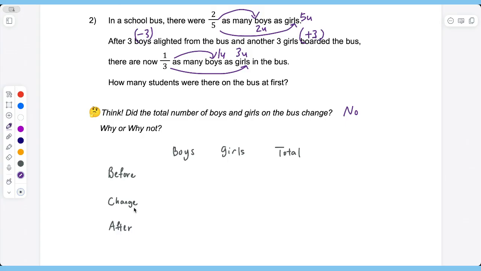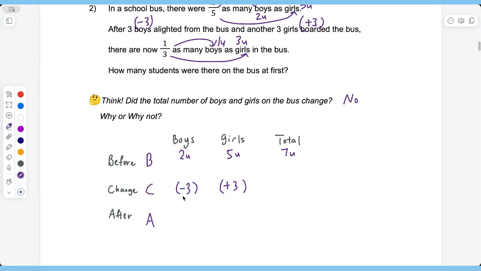Let's set up this before, change, and after frame, which we will call BCA for short. Before the change, there were 2 units of boys and 5 units of girls. The total will be 7 units. What changed? 3 boys alighted, so we minus 3, and 3 girls boarded the bus, so we add 3 girls. And after the change, there's 1 unit for boys and 3 units for girls. The total will be 4 units.